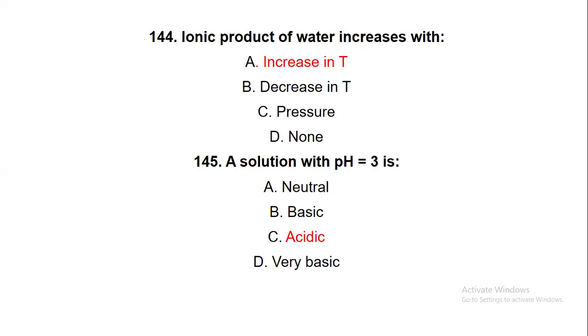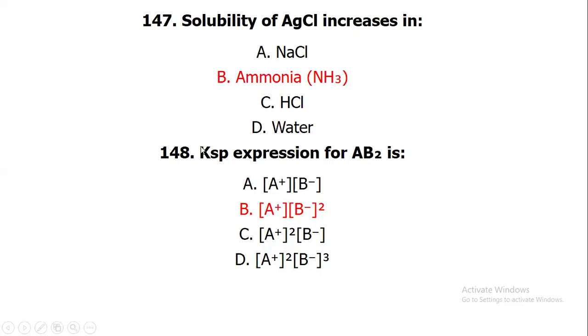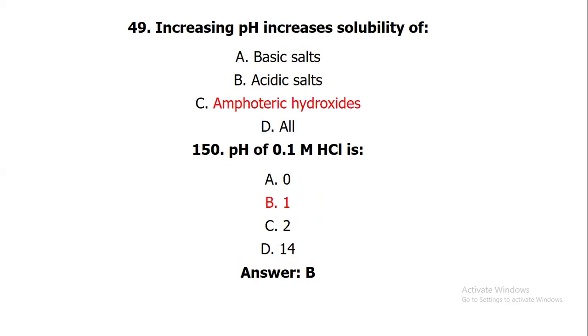A solution with pH equal to 3 is acidic. A solution with pH equal to 2 has pOH equal to 12. The solubility of silver chloride increases with ammonia. Ksp expression for AB2, option B. Increasing pH increases solubility of amphoteric hydroxides. pH of 0.1 molar hydrochloric acid is 1.